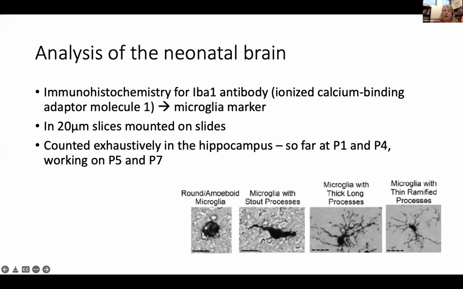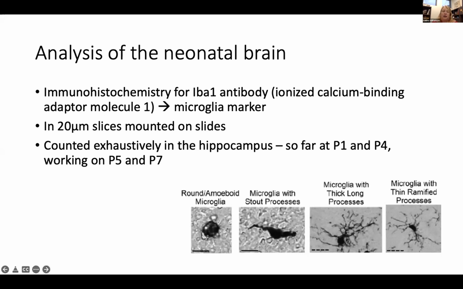The exhaustive counting also required them to categorize every cell they ran into in the counting frames as round or amoeboid, stout, so a cell body with only 1 or 2 very thick processes, thick long, so multiple processes with a still sort of thickness to them, or the final morphology, which is most like the adult morphology, a smaller cell body and very thin processes.